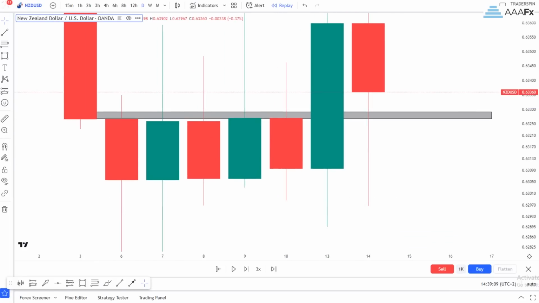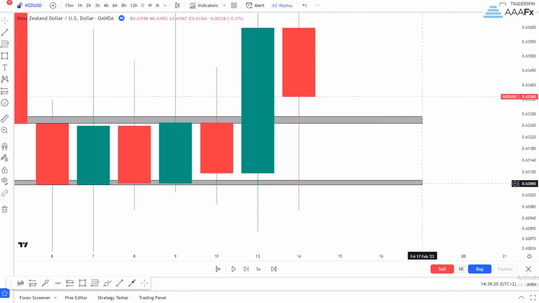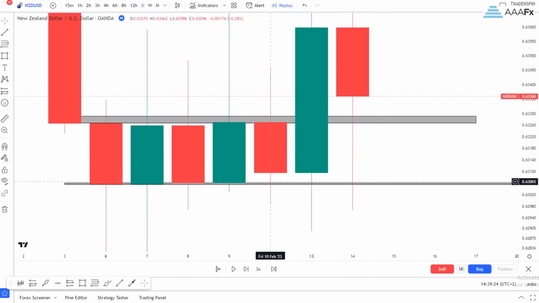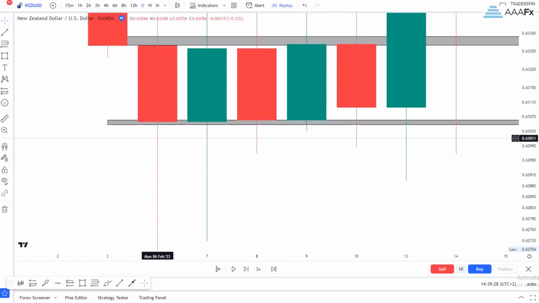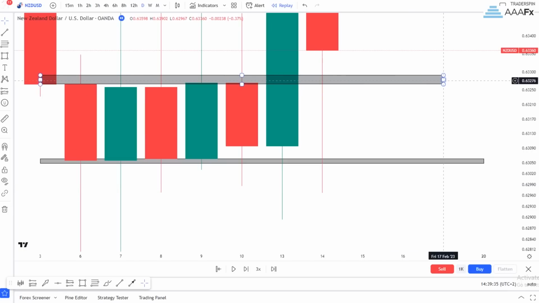Also, you can see here that the bodies of these candlestick patterns are also equal. That is where you also draw your support zone right there. You can see that the wicks of these daily candlestick patterns are not equal, but the bodies are sort of equal.